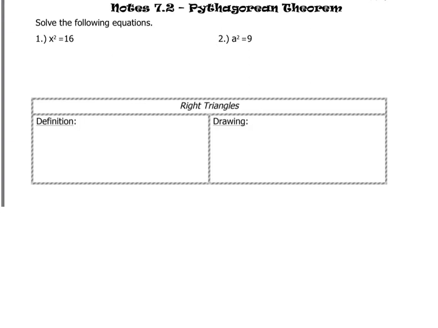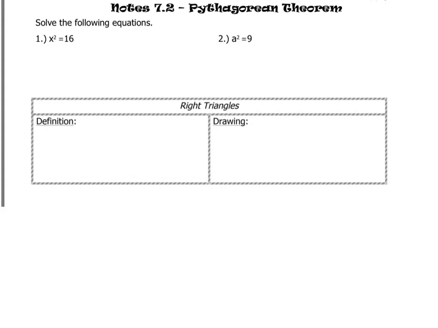All right, now that we have done some simplifying radicals and gone over the difference between rational and irrational numbers, we're going to look at solving the following equations. Number one is saying x squared equals 16. So what squared equals 16?